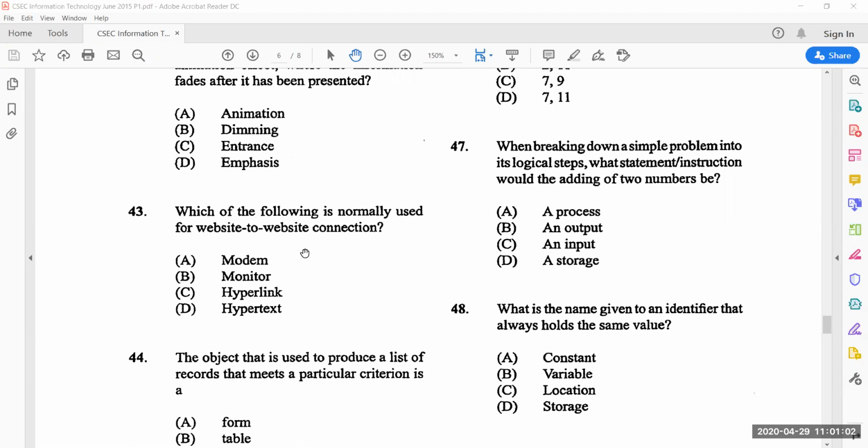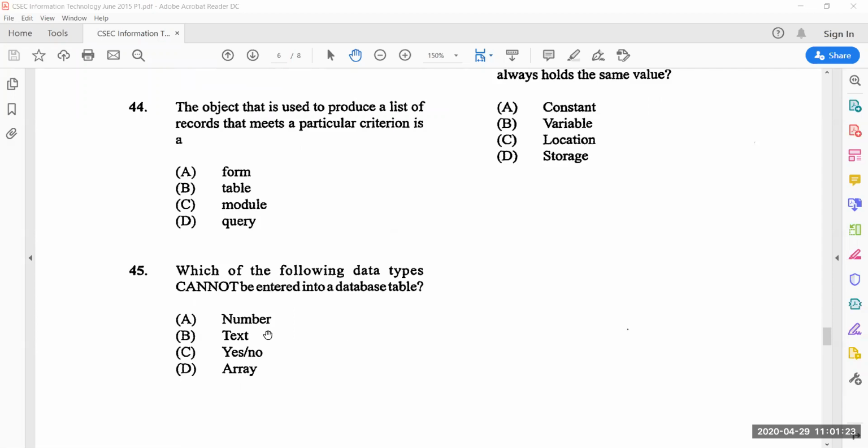43, which of the following is normally used for website-to-website connection? Hyperlink, yes. Remember, hyperlinks can link or direct you to another website or another page, or another section within the web page.